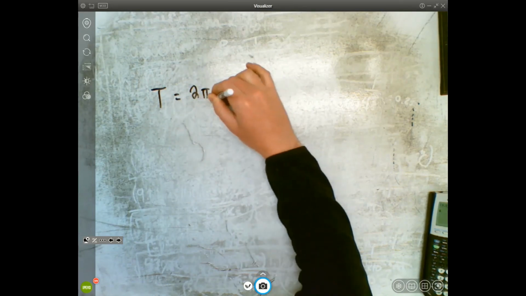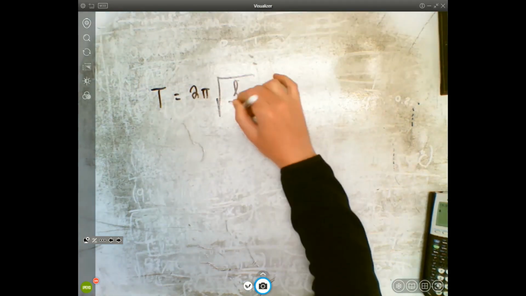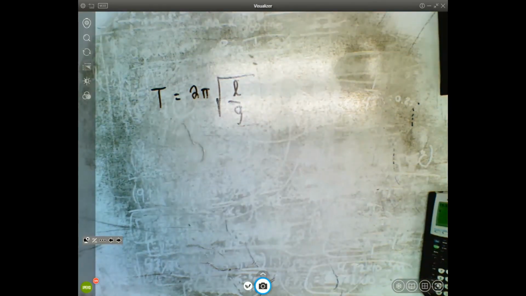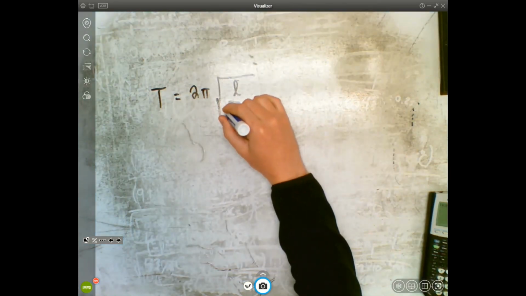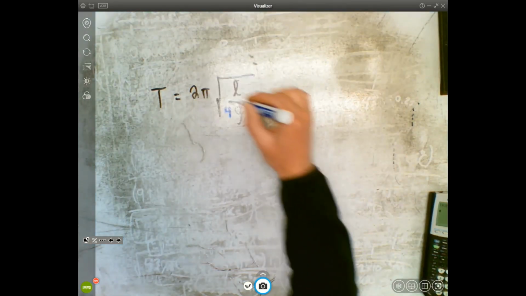is those numbers without numbers sort of questions. So this is our formula, and you have to think about what we're changing. So what would be the period on Titan, which has 4 times Earth's gravity? So the easy way to do this is the only thing that we're changing. It's the same pendulum, 2 pi.